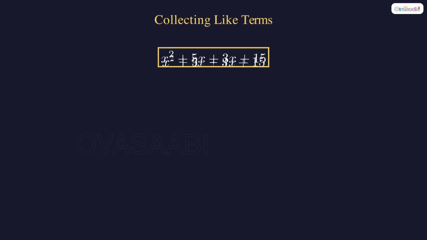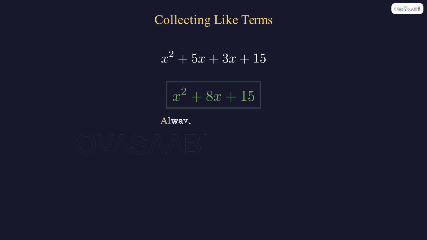Five x and 3x are like terms, so they add to give 8x. Our final answer is x squared plus 8x plus 15. Always collect like terms.